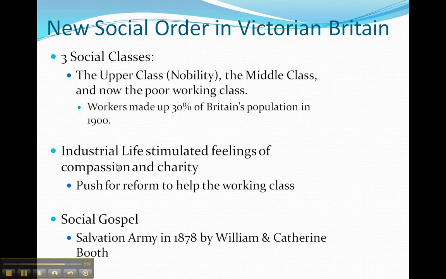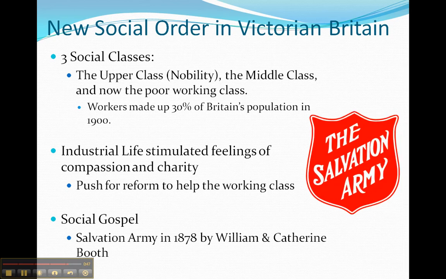Religion continued to be a major force in society as feelings of compassion and charity emerged. There was a push to reform and help the working poor. Also, Catholic priests set up schools and hospitals in urban slums. The social gospel, which was a movement to urge Christians to contribute a social service, gave housing, health care, and education to the poor.